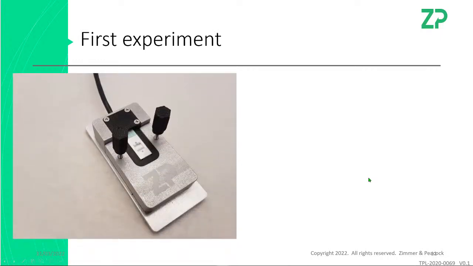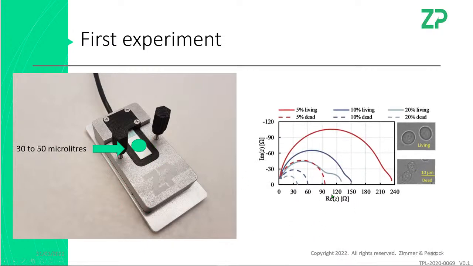Now, the first experiment that I actually try out is to not put the flow adapter on there. I would literally just put a drop on there, and that drop could be something like 30 to 50 microliters, and literally try using the Anapot EIS, try doing an analysis essentially, see what you get.